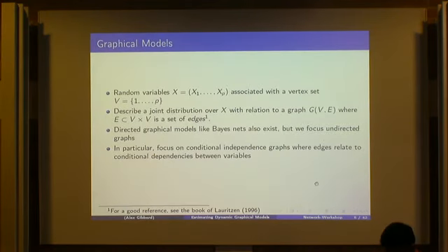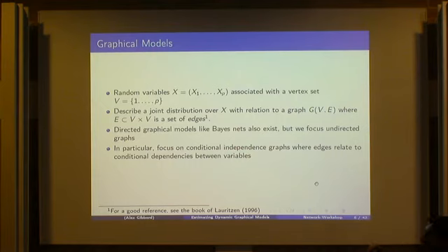Now, just a brief review of graphical models. Graphical models have been around for a long time in the statistics and computer science literature and in the applied mathematics literature as well. This basically signifies that I have a set of random variables associated with the vertex set of the graph, 1 to p, and I can describe a joint distribution in relation to the graph structure and the edge structure also.